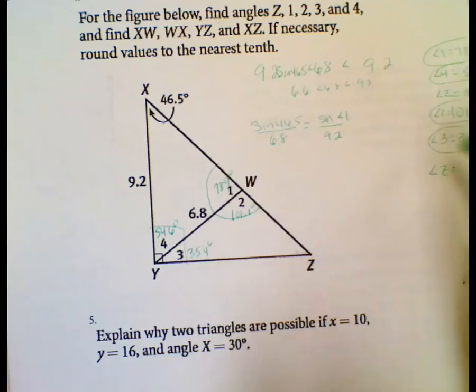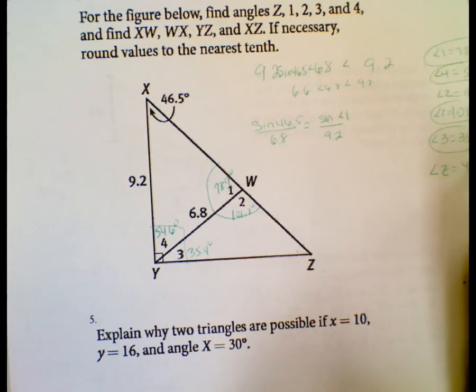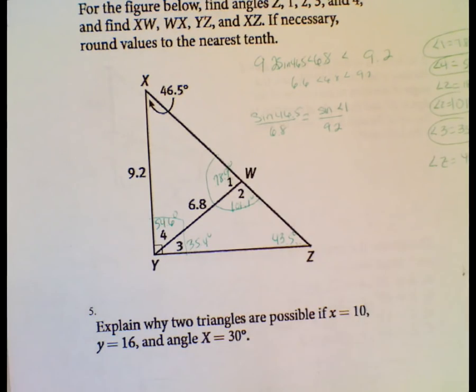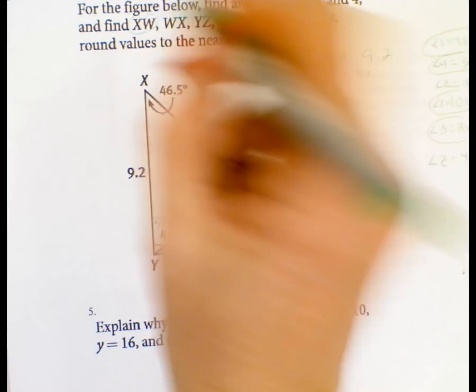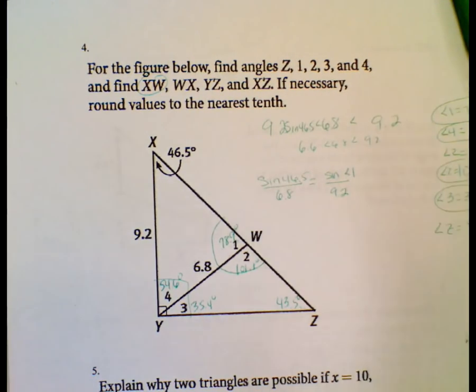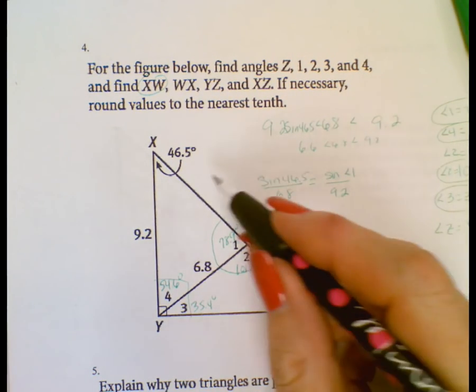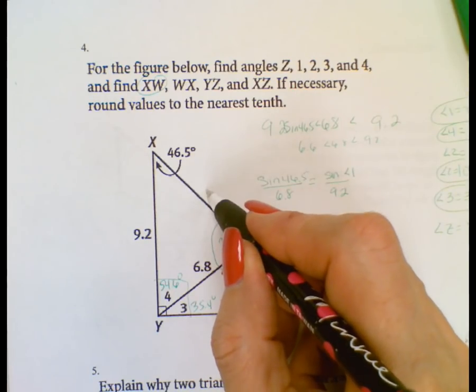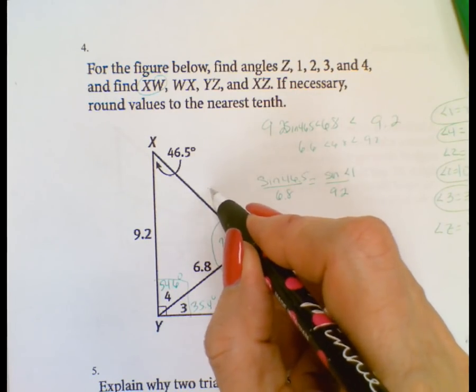For a 43.5. So all the angles have been found. Now we have to find some sides. First side is XW. Finding XW. I'm going to do the sides with my pen here. Find XW. That's across from angle 4. Okay, this side right here. We're going to call it XW.